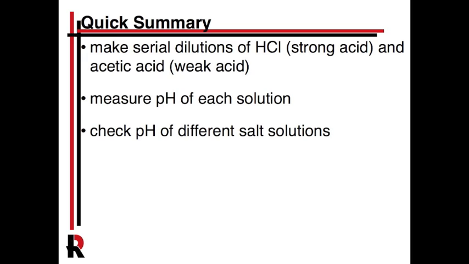So the lab is pretty straightforward. What you're going to do is make a series of dilutions, what we call a serial dilution, where you'll take a solution, dilute it, take that solution, dilute it some more, and so you get this stepwise dilution of both a strong acid, hydrochloric acid, and acetic acid, a weak acid. Then you're going to measure the pH of each solution, and we should be able to predict how that relationship would work. You're also going to take the pH of different salt solutions and use that to deduce things about the Ka of the compound, and what the species are that could potentially be acting as acids or bases. So it's a pretty straightforward lab.